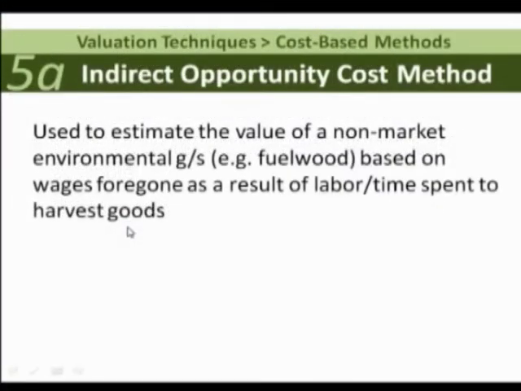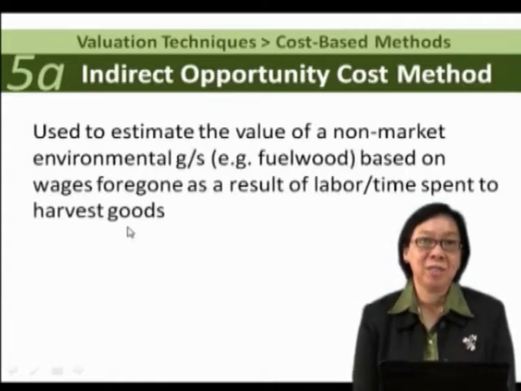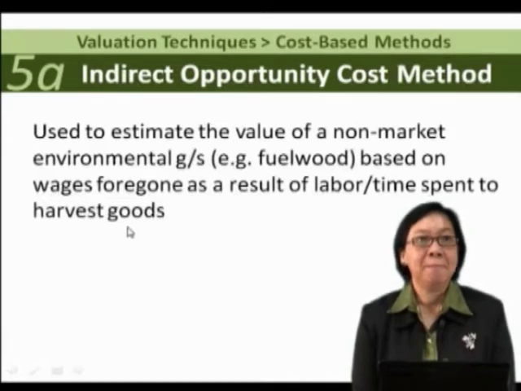We have several methods under the cost-based methods, the first of which is indirect opportunity cost method. This is used to estimate the value of a non-market environmental good or service, such as fuel wood, based on wages forgone as a result of labor or time spent to harvest goods.